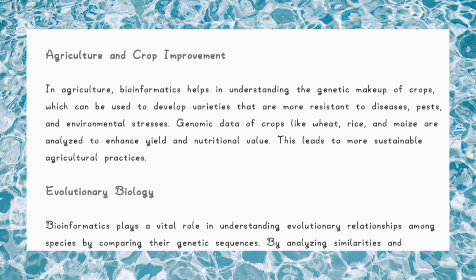Agriculture and crop improvement. In agriculture, bioinformatics helps in understanding the genetic makeup of crops, which can be used to develop varieties that are more resistant to diseases, pests, and environmental stresses. Genomic data of crops like wheat, rice, and maize are analyzed to enhance yield and nutritional value. This leads to more sustainable agricultural practices.